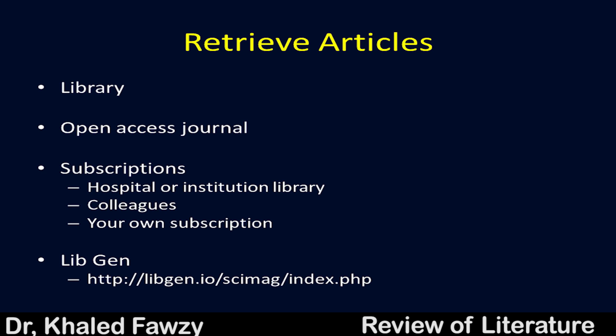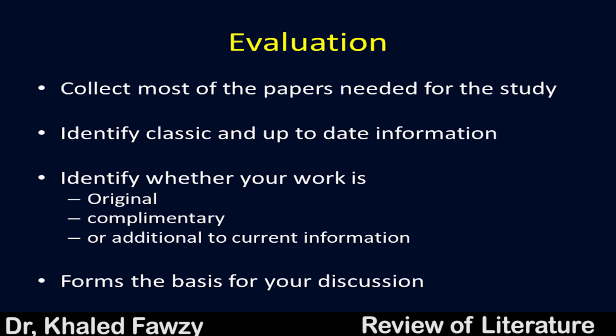There are some sites like LibGen that might allow you to access some journals and get the full text, although it could be a subscription one. Now then, you have to evaluate the papers that you've collected. So you collected most of the papers you needed for your study. Identify which is classic and which is up-to-date information. Now you have to look at your work. Is your work original or complementary or additional to current information? Because this will form the basis of your discussion.